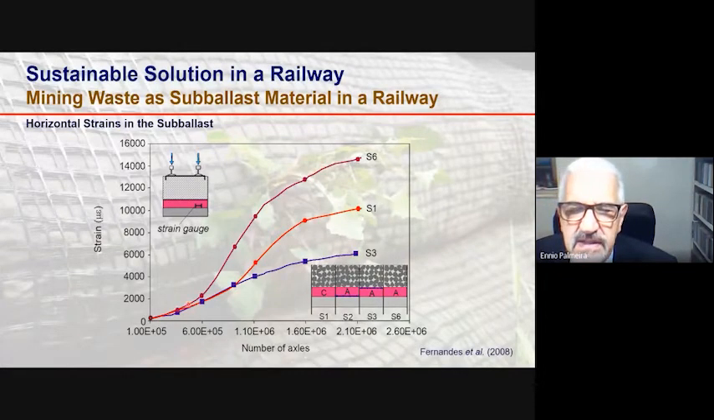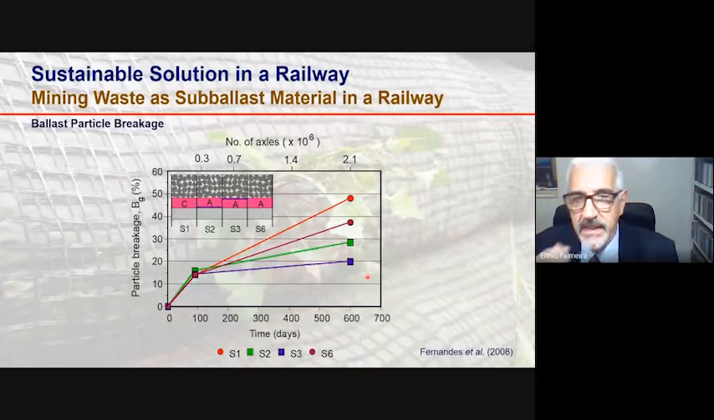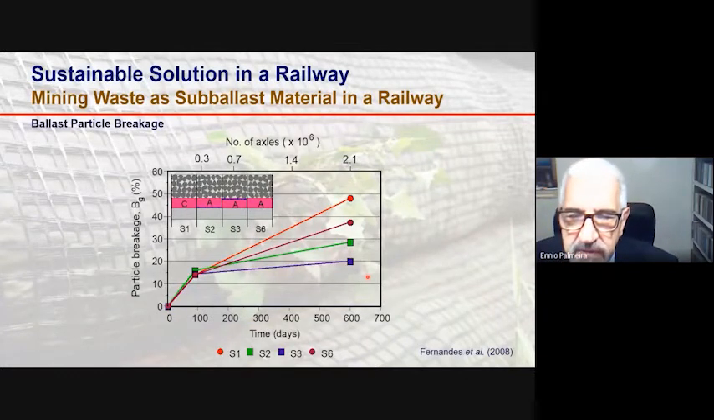And again, the largest strains were observed for the unreinforced alternative subballast material. And here the results for the conventional subballast material, and again, fewer strains observed in the section reinforced with geogrid. An additional benefit of the presence of the reinforcement was the reduction in ballast particle breakage.